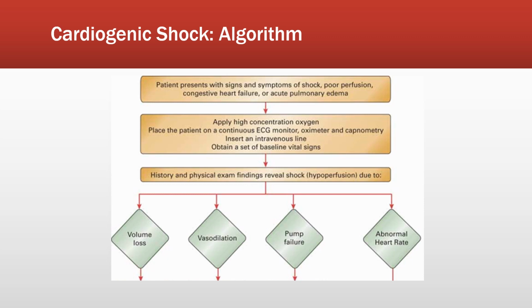The American Heart Association has a cardiogenic shock algorithm. You do your assessment, poor perfusion, so it's not trauma related, so think about congestive heart failure or pulmonary edema. Do that basic care: IV, O2, monitor, get that baseline set of vital signs, and with your physical findings and history, you determine it's one of these 4 causes of shock: volume loss, vasodilation, pump failure, or abnormal rate. And we'll go through each of these on the next few slides.